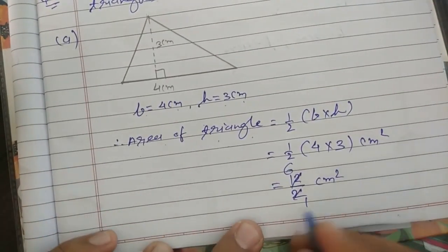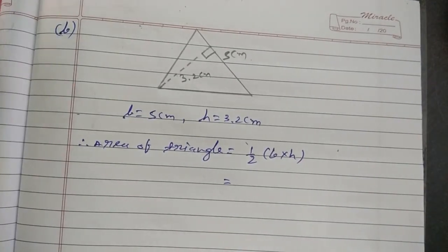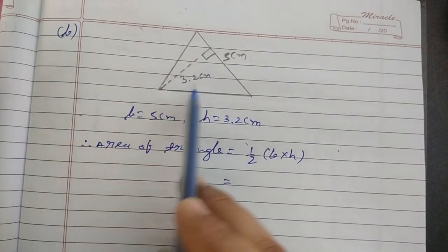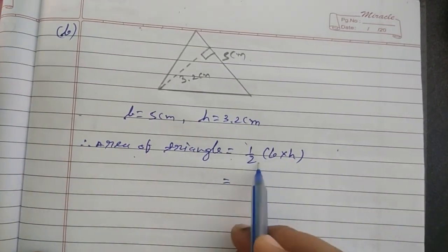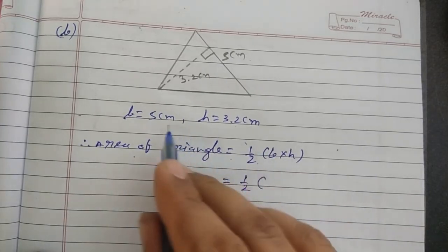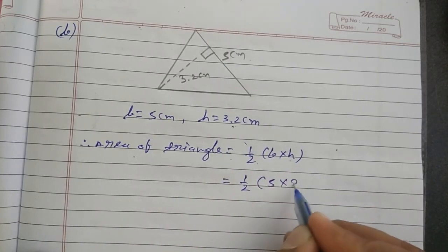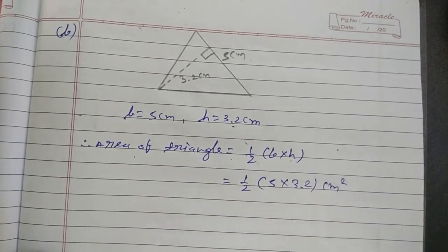So our answer will be 6 centimeter square. Next, sum B. Here base is given 5 centimeter and height is given 3.2 centimeter, and therefore area of triangle is equal to 1/2 base multiplied by height, and that is equal to 1/2 (5 multiplied by 3.2), and unit will be centimeter square.